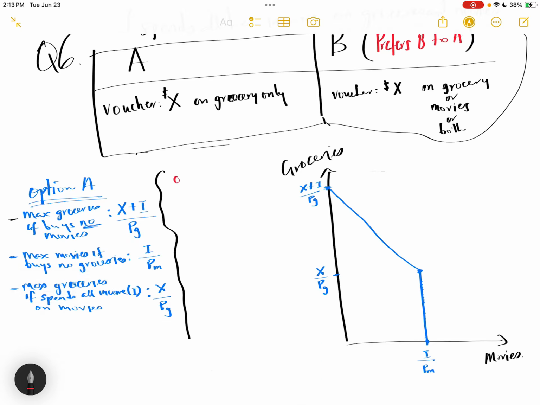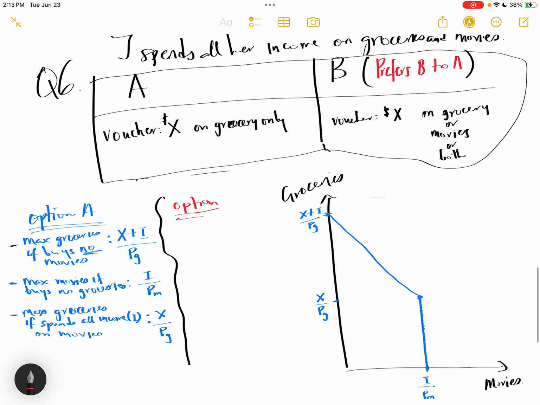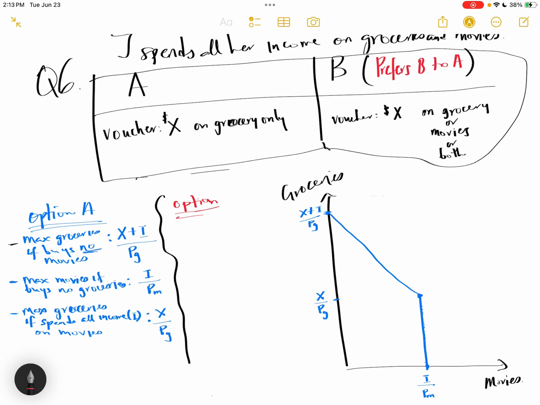Under option B, and I'll squeeze it out here in red, that way we still have our view of all the information that we need. Under option A, the maximum groceries that the consumer can purchase, what would that be? This is a good place where you can pause the video and try to work it out on your own.